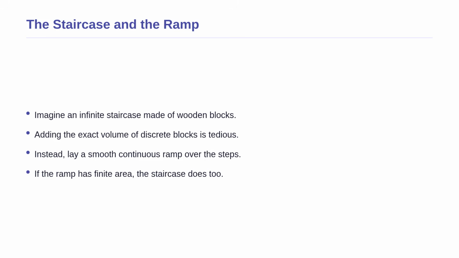Let us start with a simple analogy. Imagine you're building a staircase out of wooden blocks, where each step gets slightly smaller than the last. You want to know if building this infinite staircase requires a finite or infinite amount of wood. Adding up millions of discrete blocks is incredibly tedious. But what if we lay a smooth wooden ramp right over the top of the steps? Calculating the area under a smooth ramp is easy using basic integration. The integral test tells us that if the smooth ramp has a finite area, the jagged staircase underneath it must also have a finite area.